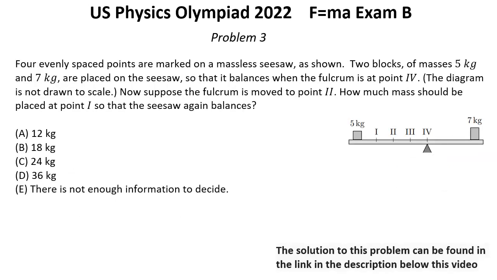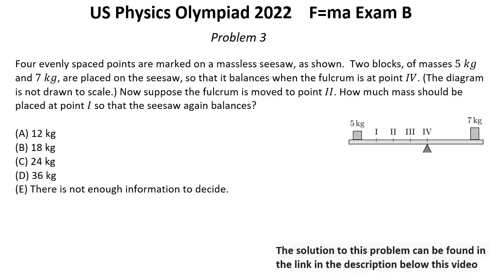Problem number 3. 4 evenly spaced points are marked on a massless seesaw as shown. 2 blocks of masses 5 kg and 7 kg are placed on the seesaw so that it balances when the fulcrum is at point 4. The diagram is not drawn to scale. Now suppose the fulcrum is moved to point 2. How much mass should be placed at point 1 so that the seesaw again balances?